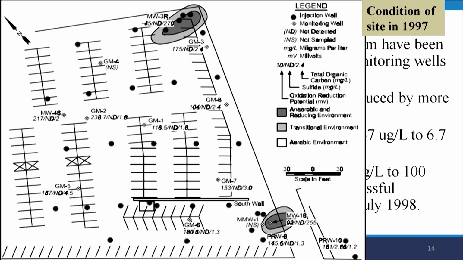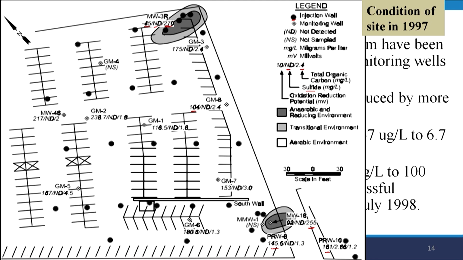So, let us move on. Before the injection of the molasses, this is the scenario. Let us look at what we have. We have different injection wells, monitoring wells and so on. You have TOC values here, total organic carbon values at different sites, and this is the oxidation reduction potential, ORP. So, different ORP readings out here.